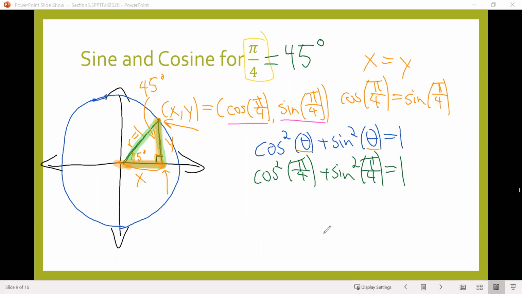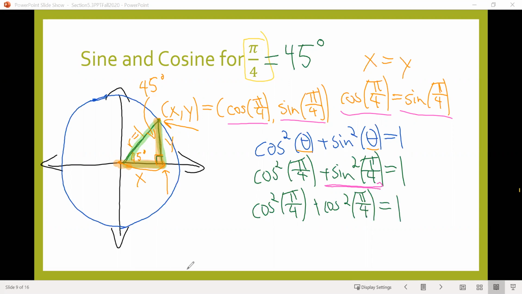But then we also know that the cosine of pi over 4 equals the sine of pi over 4. So I'm going to use that to replace this sine squared of pi over 4 here with cosine squared. So this would be cosine squared of pi over 4 plus cosine squared of pi over 4. And again, that's because we're replacing sine with cosine, since up here we know that cosine of pi over 4 equals sine of pi over 4.